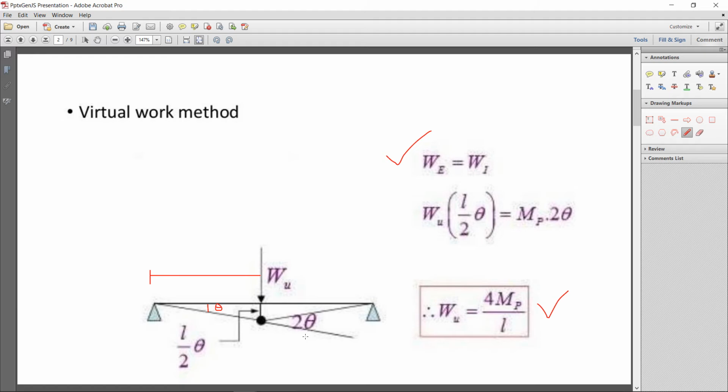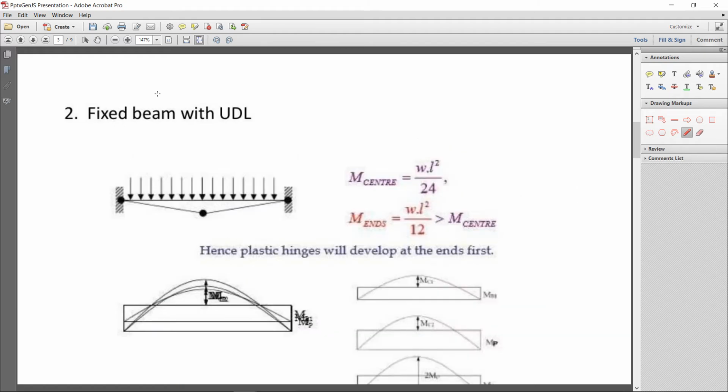Now take another example, a fixed ended beam with the UDL. Now in the fixed ended beam, I have discussed in the first lecture, when we draw the moment diagram, the maximum moment will occur at the supports, that is omega L square by 12, and at the center the maximum moment is omega L square by 24.